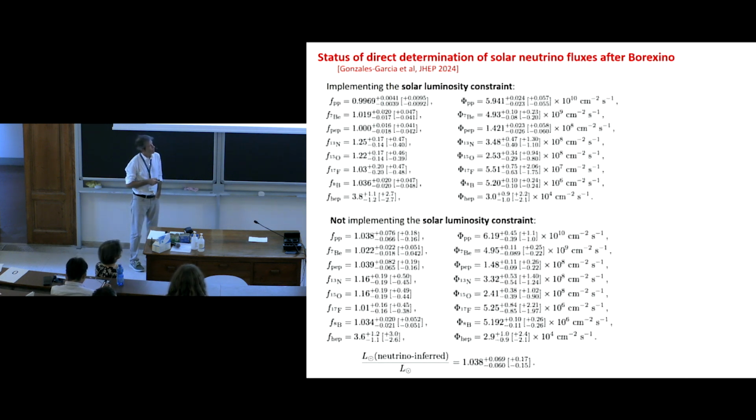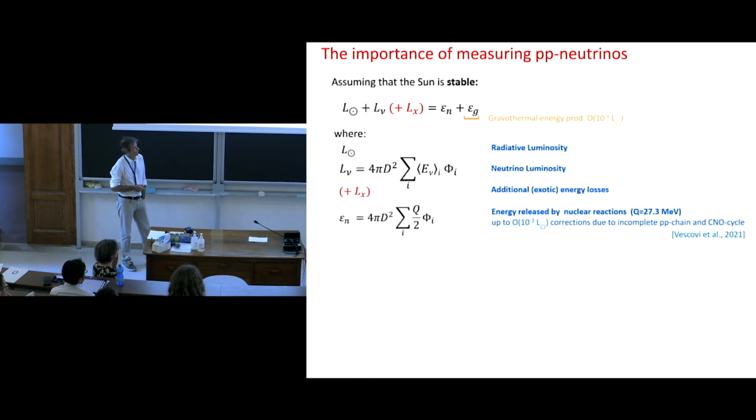The first table is obtained implementing the solar luminosity constraint, while the second one is obtained not implementing the solar luminosity constraint. And I will come back to this point because it's connected to the importance of having measured for the first time with Borexino, in a direct way, the PP neutrino flux, which is the major component of the solar neutrino flux. Why is this so important? Well, because it allows us to test the stability of the sun, or energy conservation in the sun.